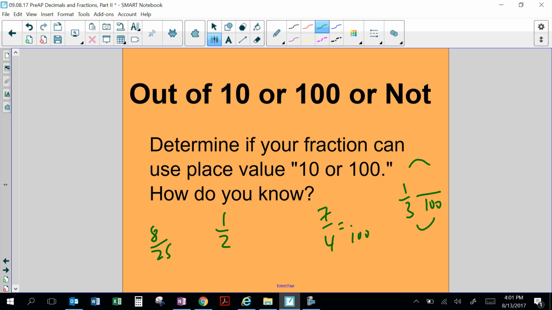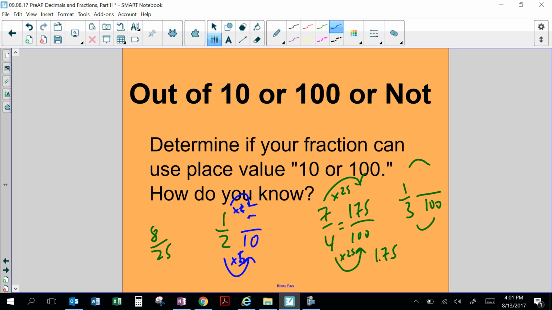Can I use place value for 7/4? Yes, I can. I can scale up by 25. So 7 times 25 is 175 hundredths. What about 1/2? Can I use place value? I can use 10 or 100. Yes, I can. The scale factor is times 5, times 5.